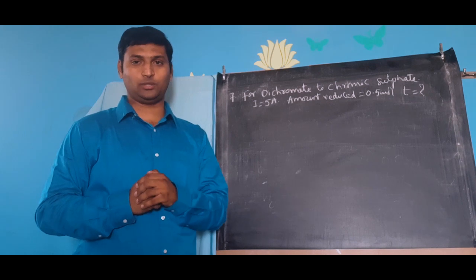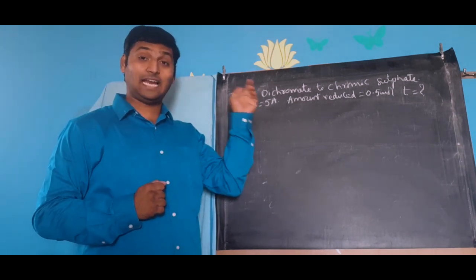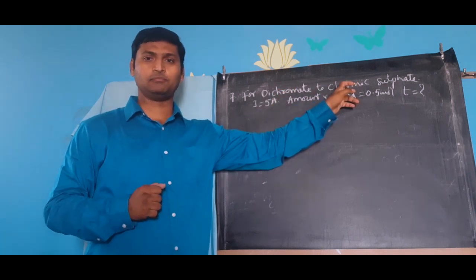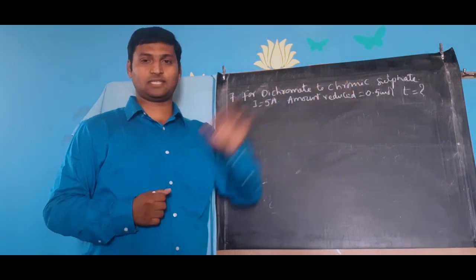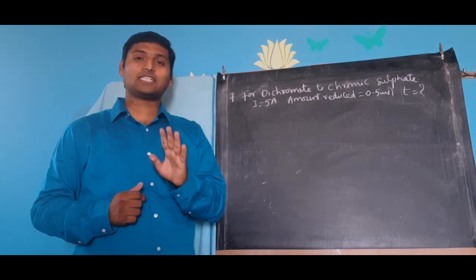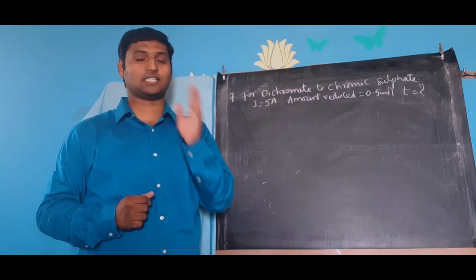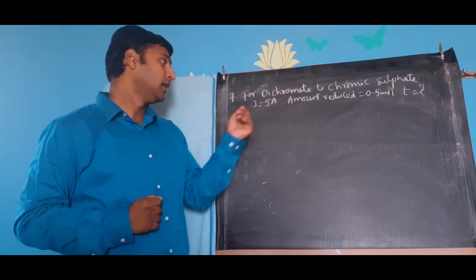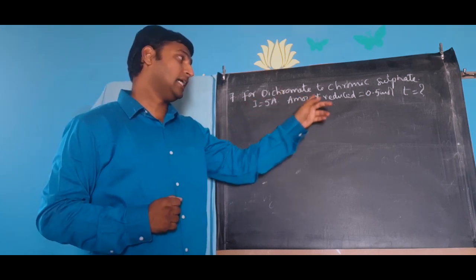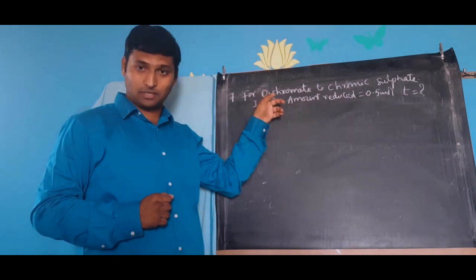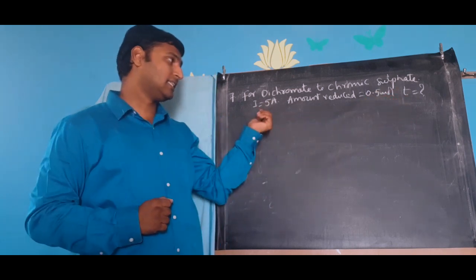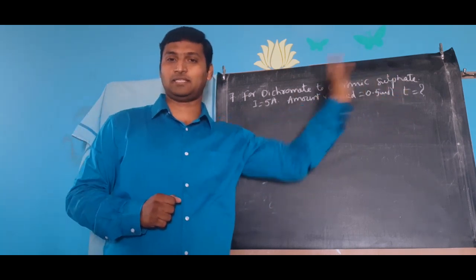Question number 7, if you notice, the electrode reaction he is talking about is dichromate becoming chromic sulfate. Potassium dichromate becoming chromic sulfate. He has not given the reaction in the question because we are expected to know this reaction from redox reactions of our first year. Now the current passed is 5 amperes. 5 amperes of current, in order to reduce 0.5 moles of potassium dichromate, would take how much time? So here current is given, quantity of substance is given, and time is asked.